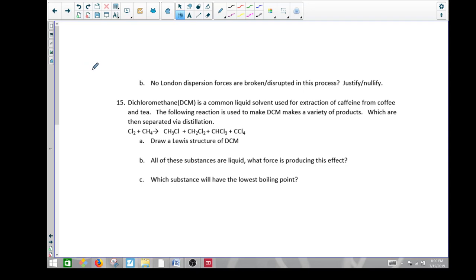All right, now we're going on to B. So it's the same problem. We're melting ice, H2O solid going to and from H2O liquid. It says no London dispersion forces are broken or disrupted in this process. Now, we just mentioned that this thing is being held together by hydrogen bonding.